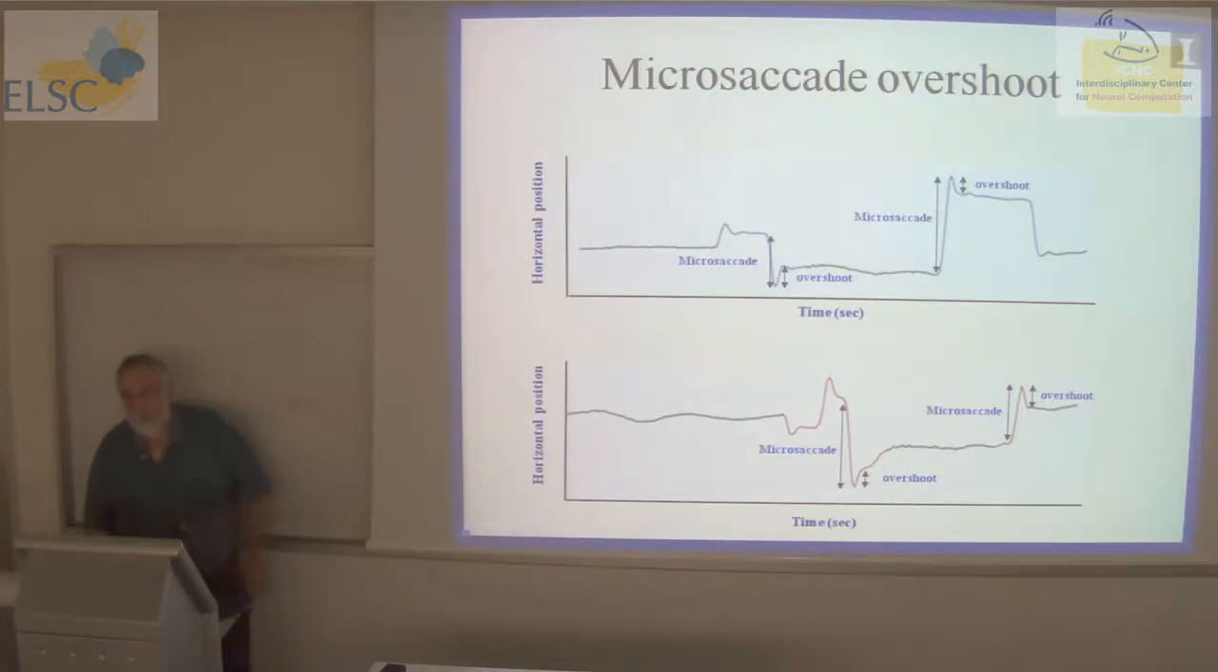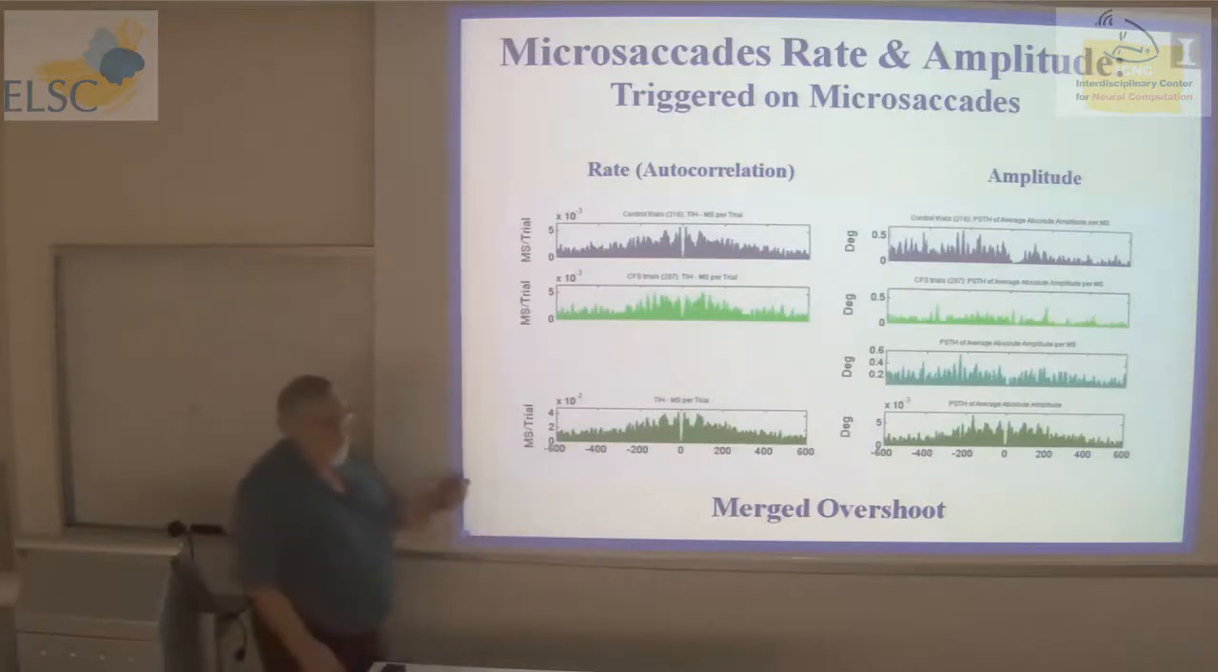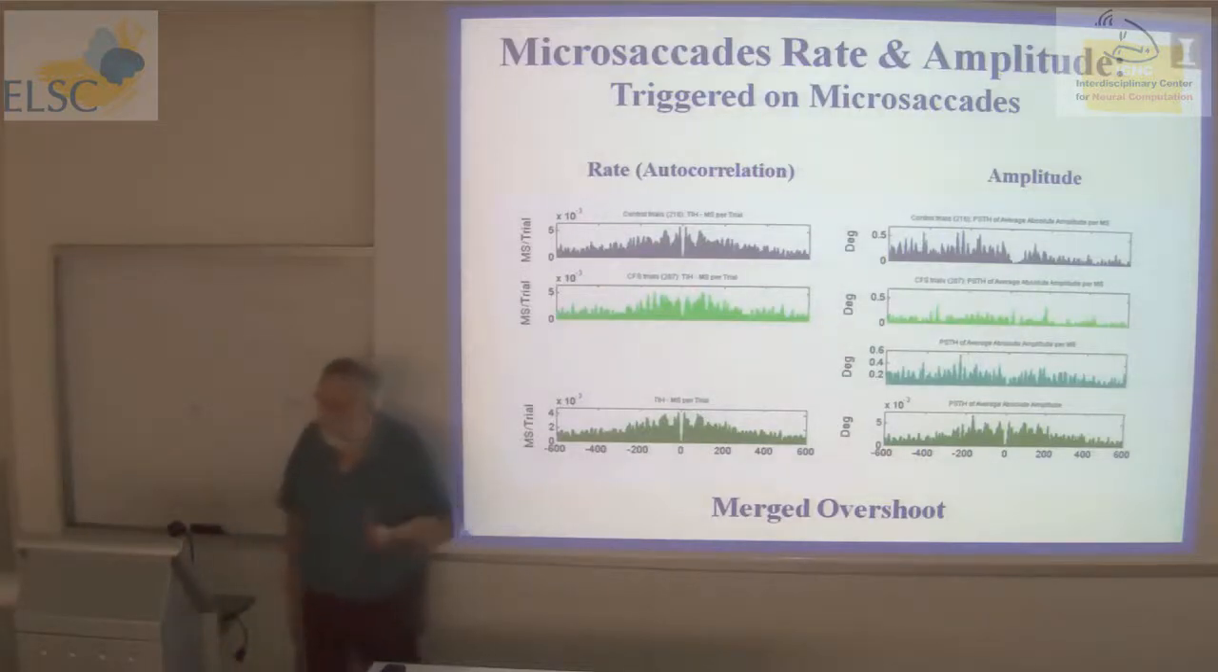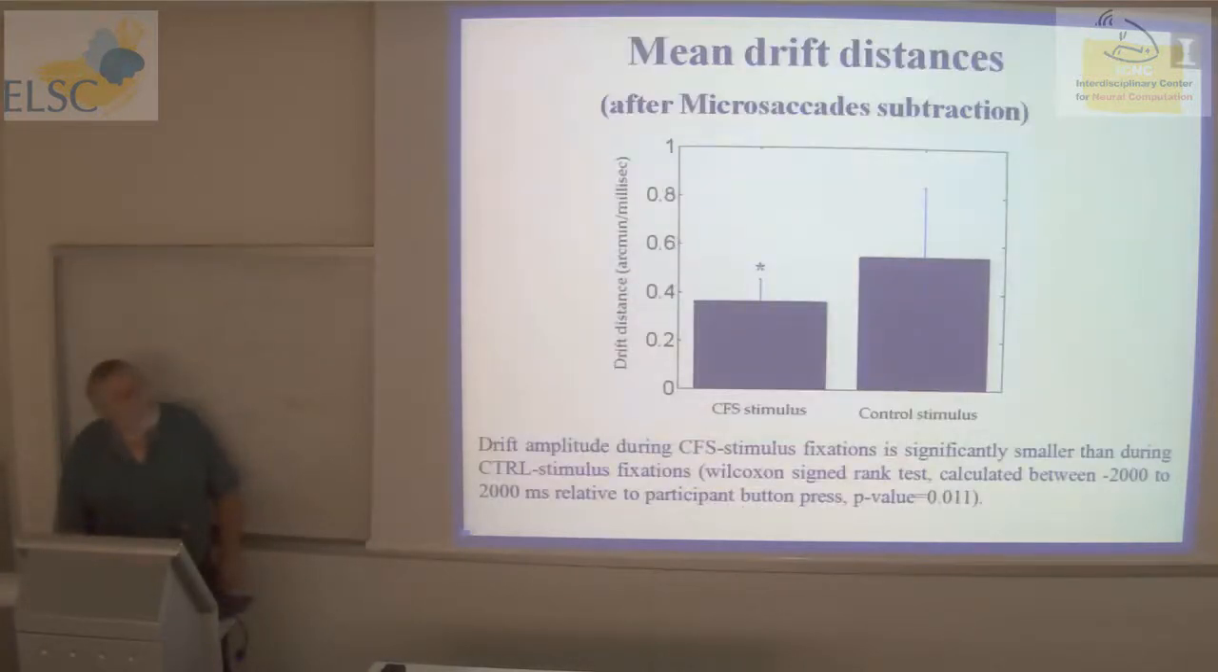We merged the overshoot together with the main saccade in order to eliminate the peak in the center and see the result better. This is the merge, from the beginning of the saccade till the end, including the overshoot. You can see that the dynamic of saccade rate does not change during our special delivery stimulus, but the amplitude of the saccade is much smaller. So the stimulus can influence the size of the microsaccade and also the size of the drift. When we take the saccades out, we see that the size of the drift also becomes smaller.